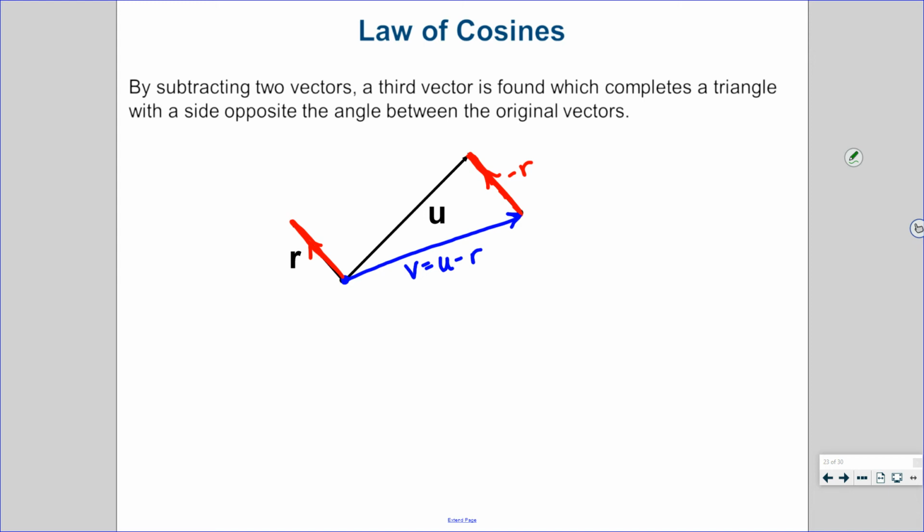So would you guys agree that this angle right here, I'm just gonna call it theta, this angle between r and u, would be the same as this angle right here, picture u as a transversal, alternate interior angles. Usually if we know the magnitudes of these vectors, we can figure out this length. And then if we know three sides of a triangle, how do we solve for some angles? Law of cosines.